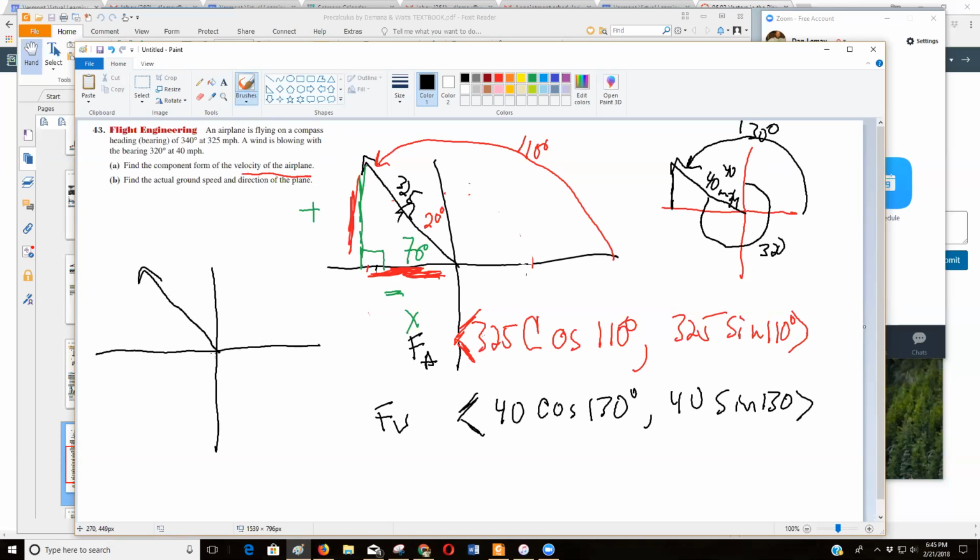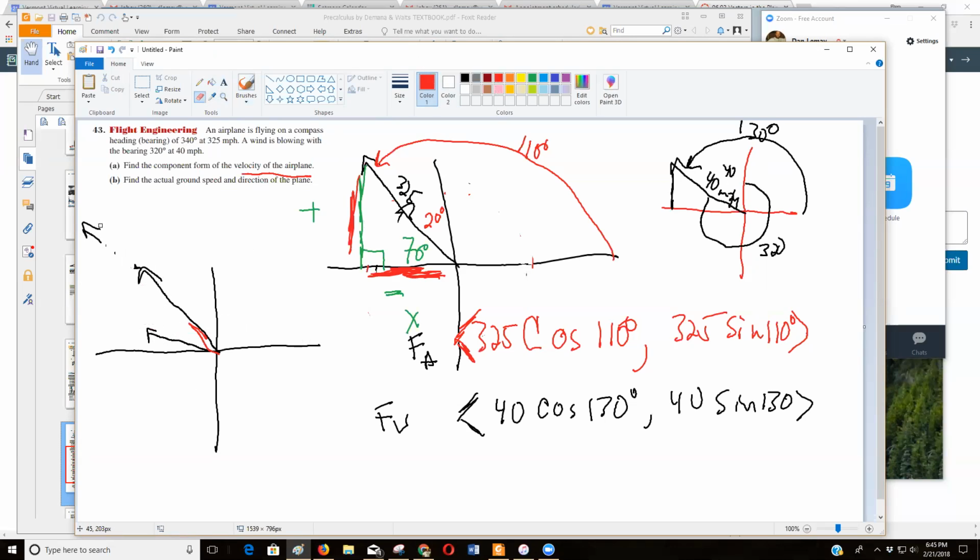And here's the wind. And if I'm going to slide that tip to that tail, so I kind of line those up. And here's that resultant. Well, actually, I probably want to do, I don't know why I went off. Let me try that again. I messed that one up.